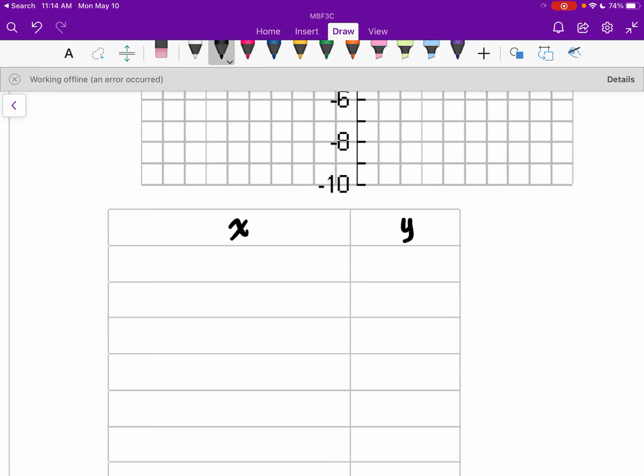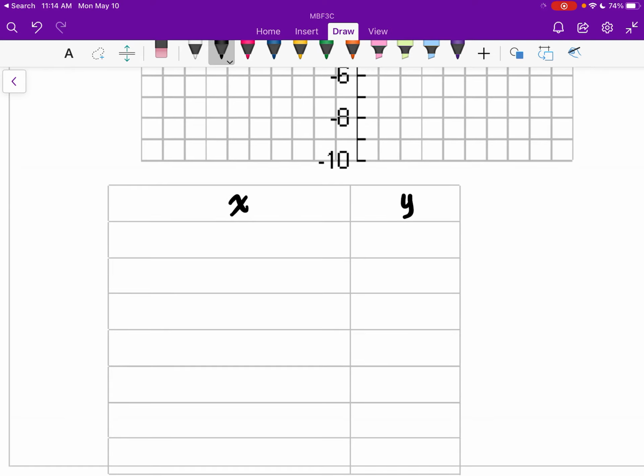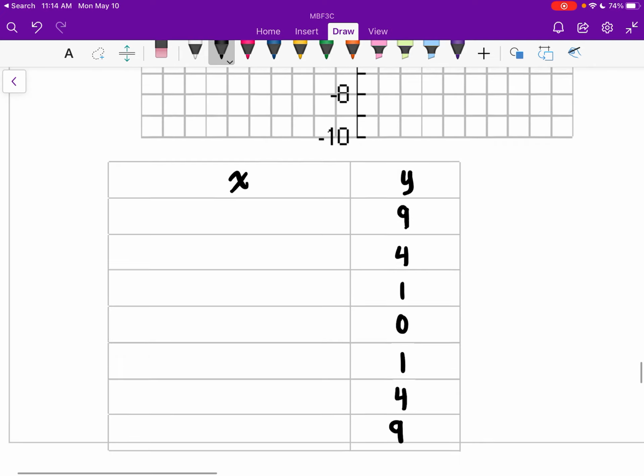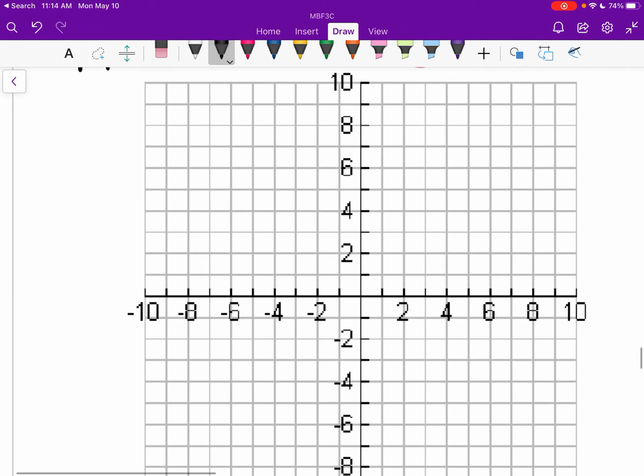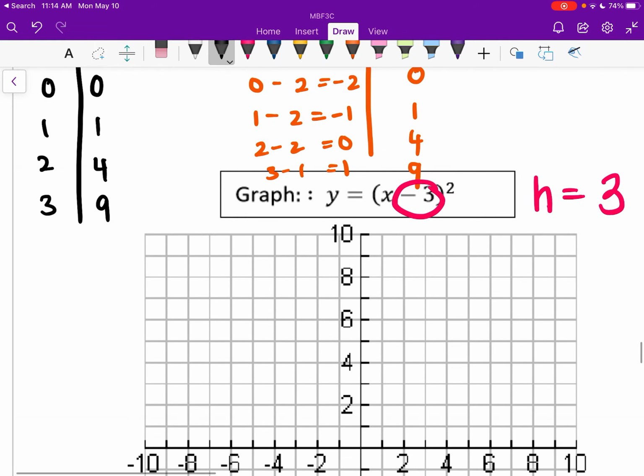I know that my y values are always going to be, on one of these graphs, 9, 4, 1, 0, 1, 4, 9. That's like the basic function. And this saves me a lot of time having to do the math always. Then I know that my k value here is going to be +3.